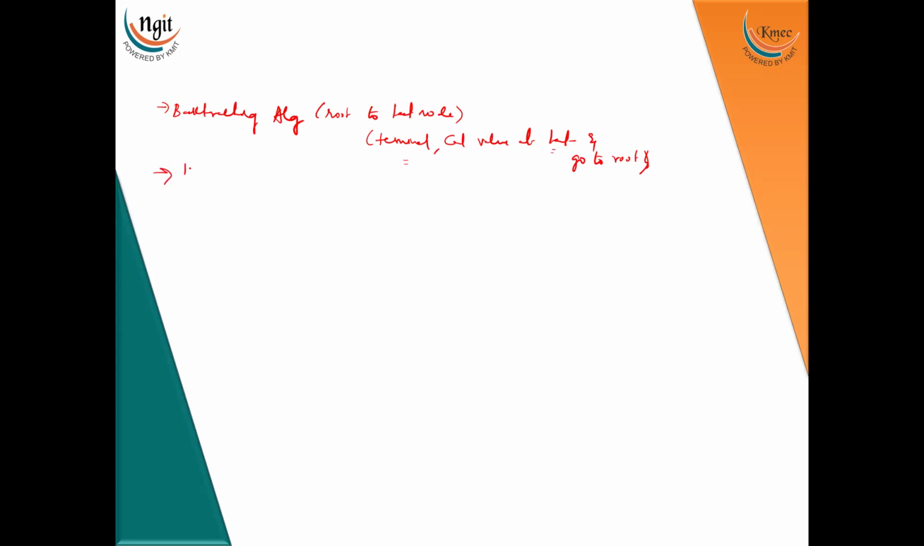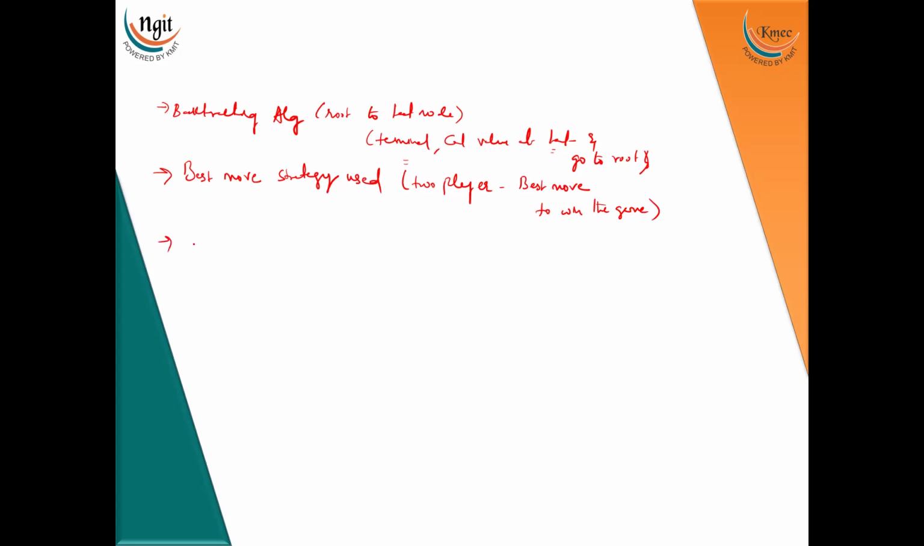Then one more important point is that it is a best move strategy. The min-max algorithm uses the best move strategy. That is, there will be two players, min and max, and always they will try to use the best move to win the game. So the best move strategy is used in the min-max algorithm.